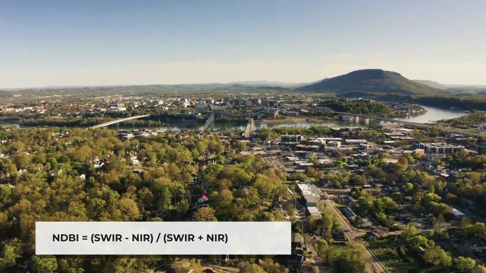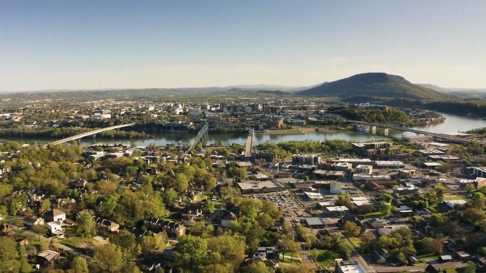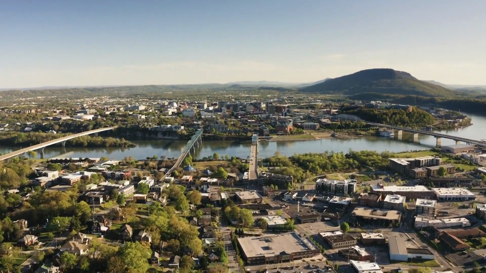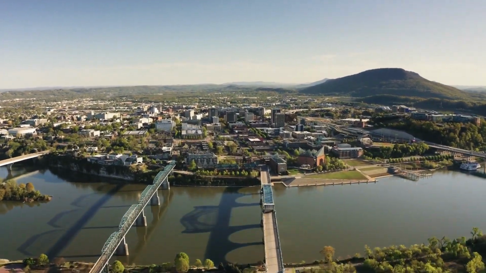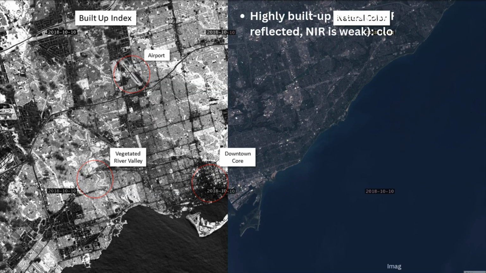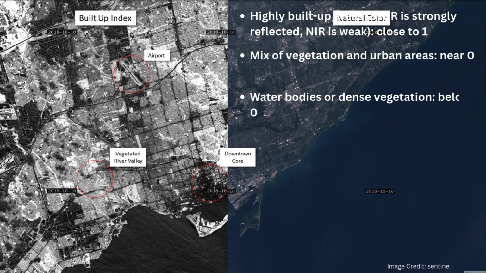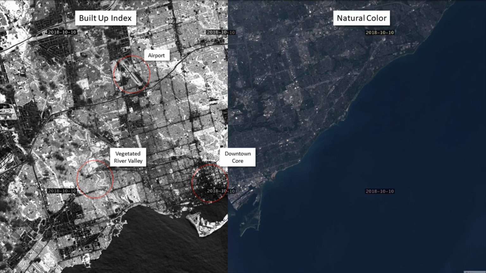Why does NDBI also range from -1 to 1? Because the formula follows the same structure, a difference divided by a sum, keeping the values normalized. NDBI close to 1 signifies highly built-up areas because SWIR is strongly reflected and NIR is weak. NDBI near 0 signifies a mix of vegetation and urban areas. NDBI below 0 signifies water bodies or dense vegetation. This makes it easier to distinguish cities from natural landscapes.